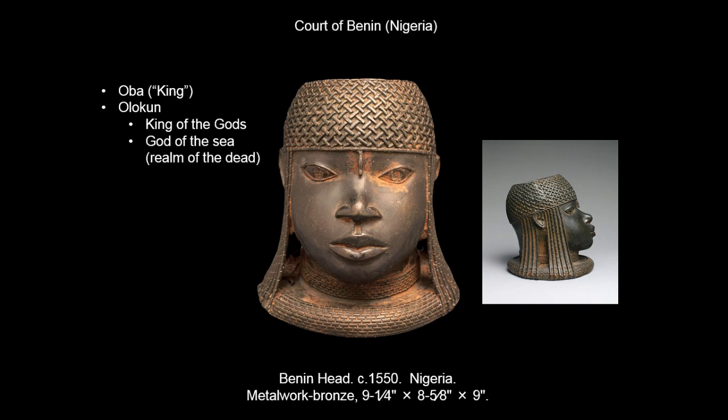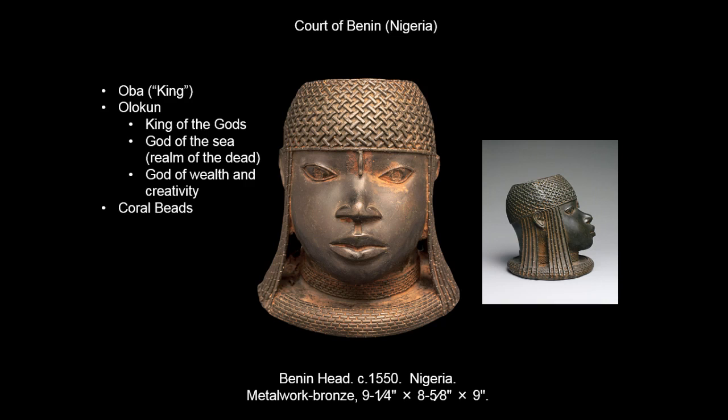They felt about the sea the way we might think about the sky as being where the afterlife is. That's kind of how they felt about the ocean. And Olokun is also the god of wealth and creativity. And that is why you see this patterning all over the Oba's head.